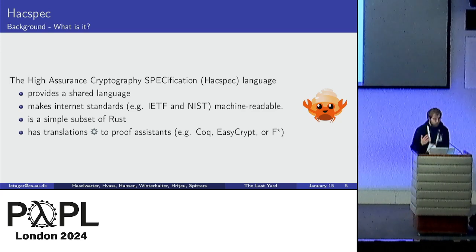Hacspec is also a simple subset of Rust, so many cryptographers and people who actually implement these cryptographic primitives are familiar with the language of Rust, since it gives some guarantees and has efficient translations. And the Hacspec language has translations to proof assistants such as Coq, EasyCrypt, and F*, and more backends are being developed, and more tooling is also being developed to support the Hacspec language.